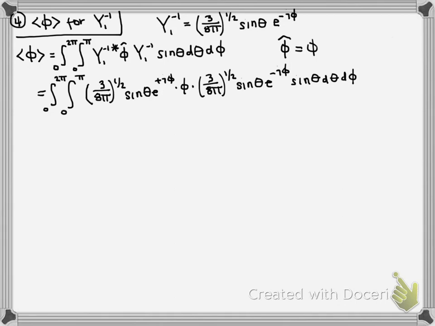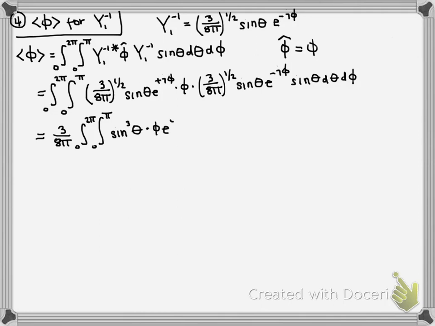Okay, so let's combine some like terms. We can bring the constant out front, so we've got 3 over 8 pi square root times itself, so just 3 over 8 pi comes out front. And then let's combine our theta terms. So we still have 3 sines. We don't have a cosine in this one, so just sine times sine times sine, or sine cubed theta.